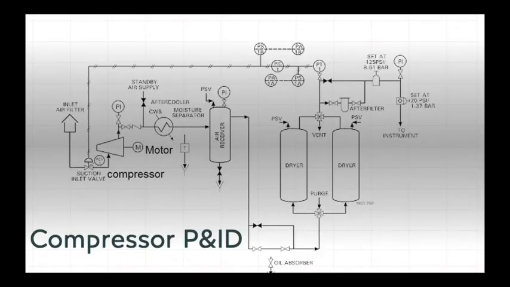So this is a simple PNID of a single stage compressor. In this, the suction is taken from the air through a filter in order to avoid entry of any dust particles. Then there is a suction valve. The suction valve will regulate the amount of air which needs to be entered into a compressor. Normally, they are either full open or full closed type.